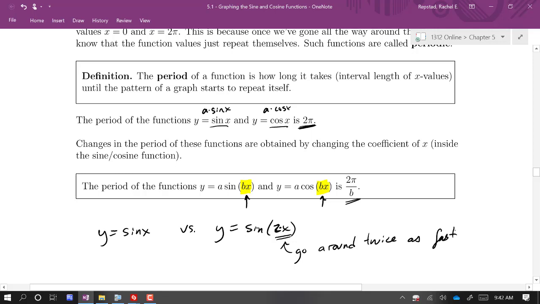And if I go around faster, it doesn't take me as long to get all the way around the circle, right? Here, x only has to go from 0 to pi in order for the argument 2x to go from 0 to 2 pi. And so for that reason, the period of y equals sine 2x is 2 pi over 2, or just pi, and that's what we just illustrated or observed right here.